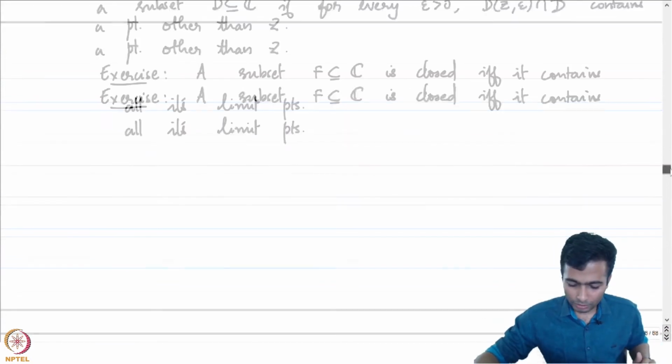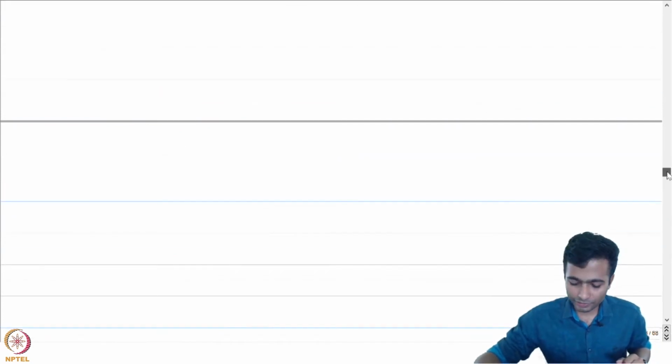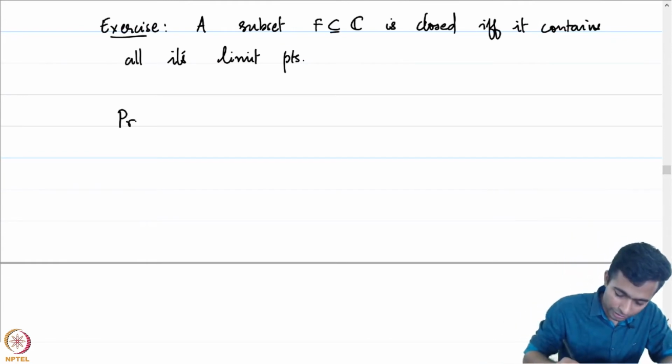Okay, so that's the definition of an open set and a closed set. The open sets satisfy certain properties, certain conditions. So some properties of open sets.